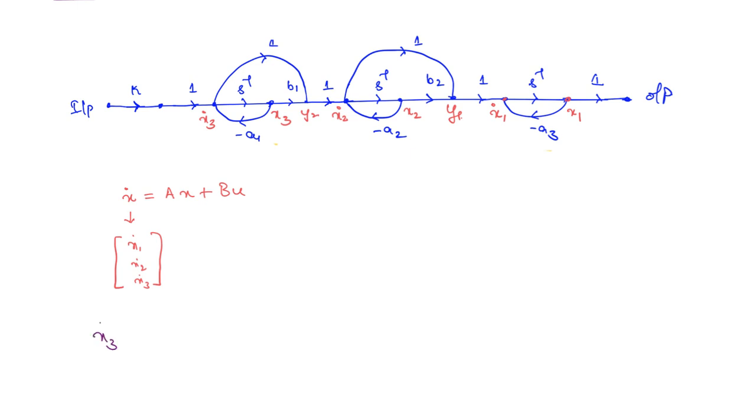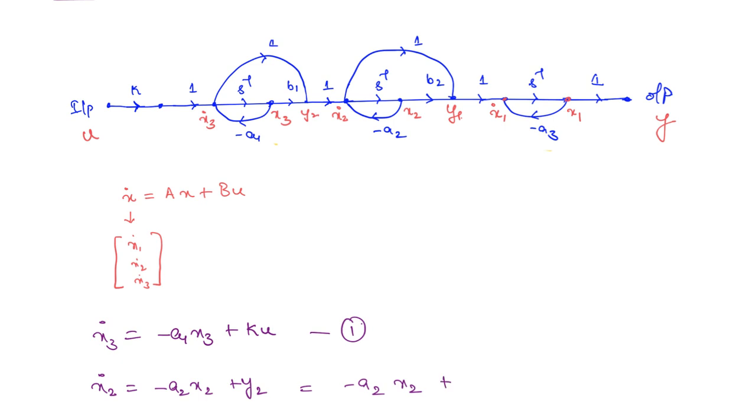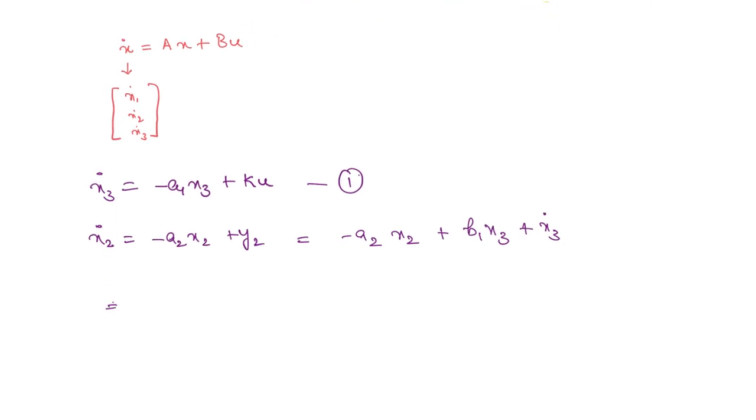So what will be x3 dot? Here you are getting one path from here, another path from here. So this is going to be the input function you can write as u and output function you can write as y. So x3 dot is going to be minus a1 x3 plus k times u. This is the first equation. Now x2 dot, what is it equal to? Minus a2 x2 plus y2. You can write y2 as b1 x3 plus x3 dot. So the final expression you're going to get: x2 dot is equal to minus a2 x2 plus (b1 minus a1) into x3 plus ku. This is the second equation.